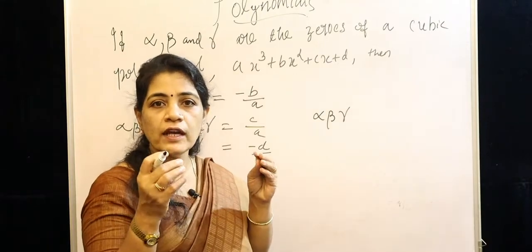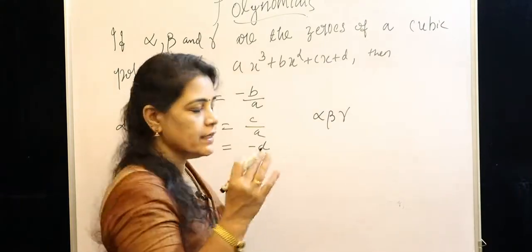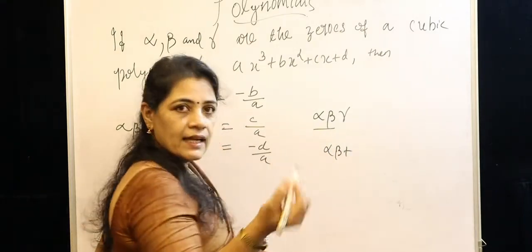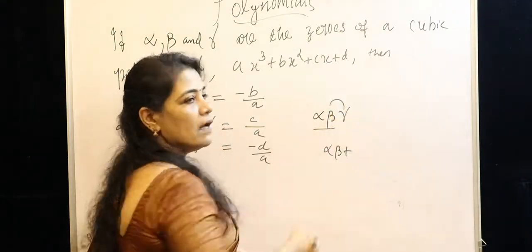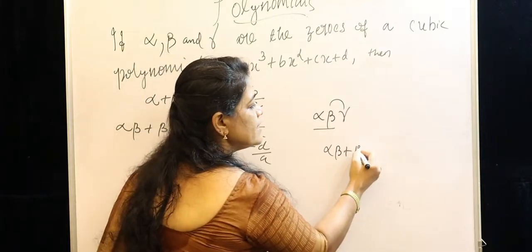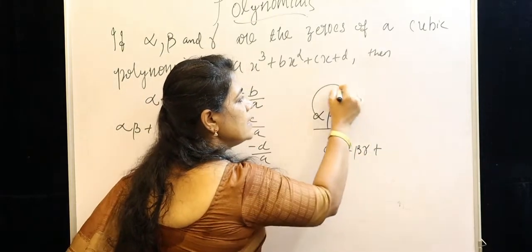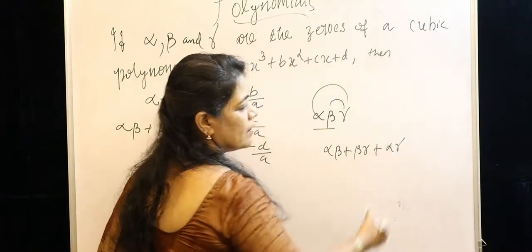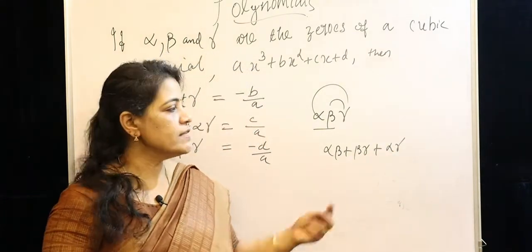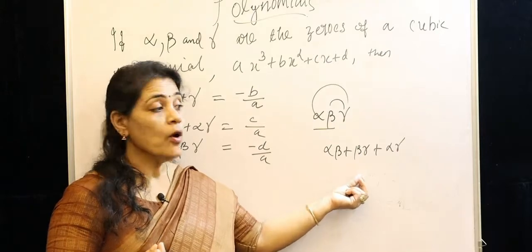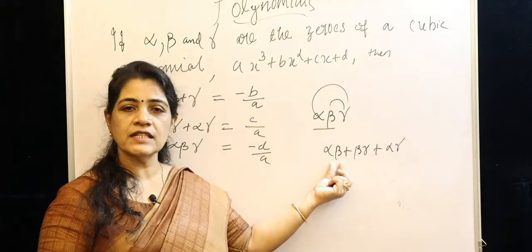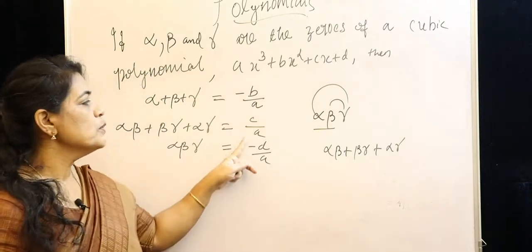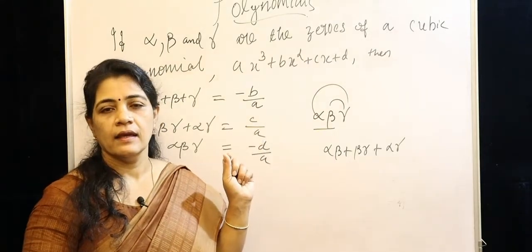I am taking the product of 2 zeros at a time. So alpha into beta, and in the second term beta and gamma. So plus beta and gamma, and in the third case the first and the third zero, that is alpha gamma. How can we state this? Sum of product of zeros taken 2 at a time will be equal to c by a.